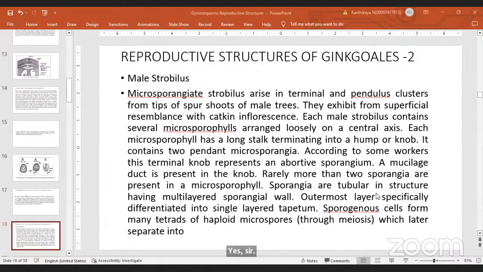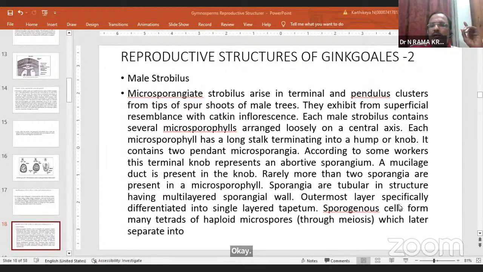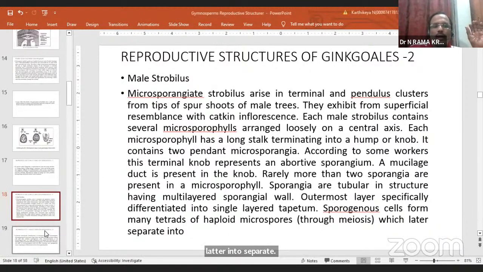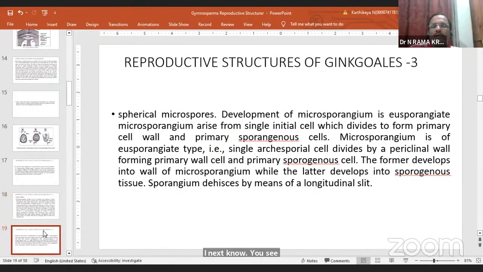The outermost layer is differentiated into a single-layered tapetum. The sporogenous cells form many tetrads and haploid microspores, which later separate. Okay, this is in Ginkgo biloba. And next, now you see here, the development of the microsporangium is eusporangiate development. The microsporangium arises from a single initial cell.